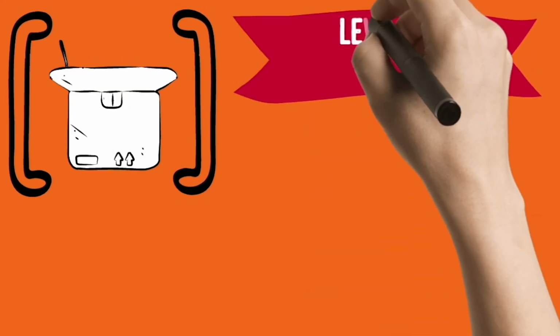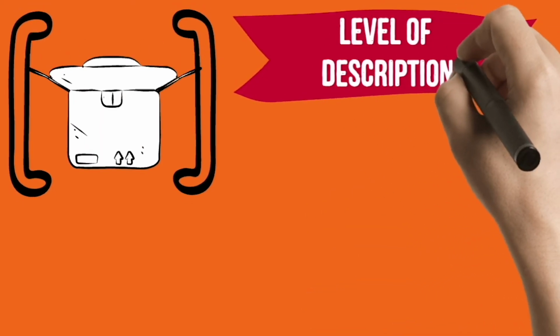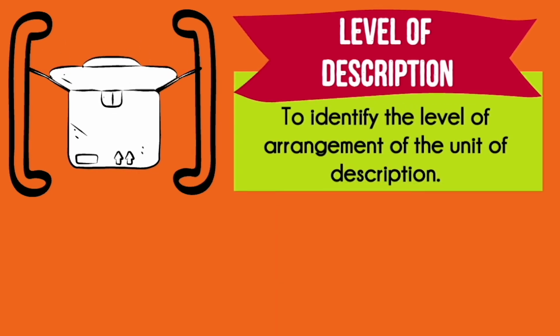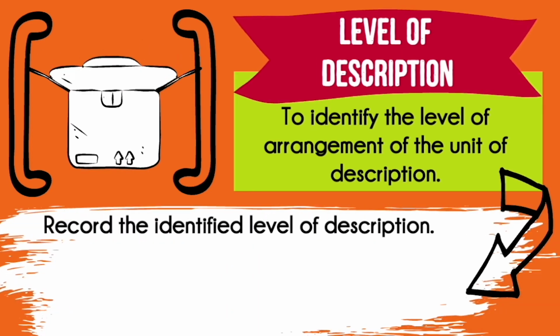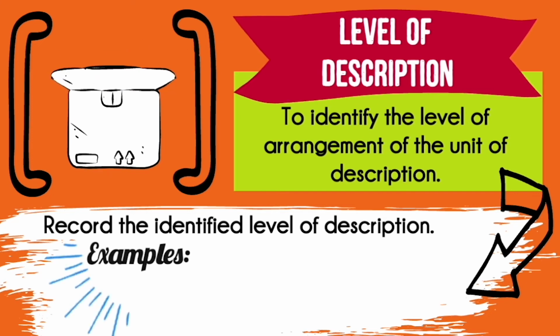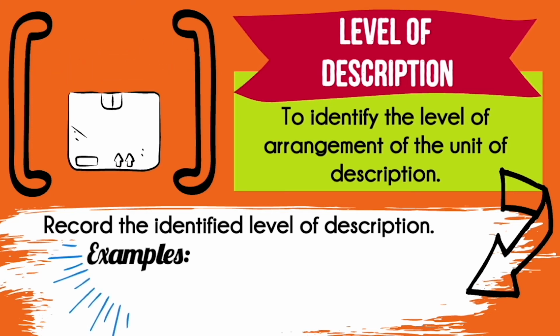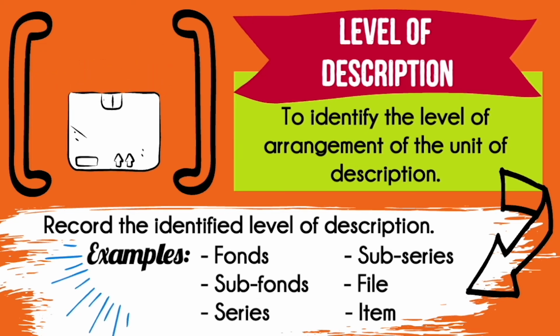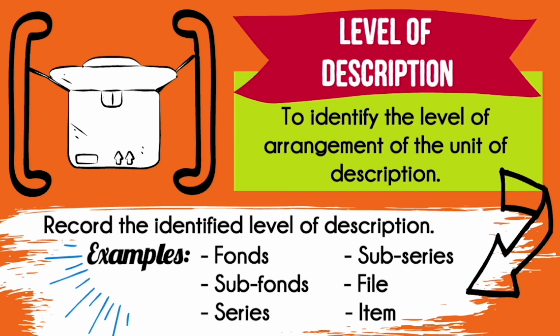For the next core element, we have the level of description. Its purpose is to identify the level of arrangement of the unit of description. In here, the archivist must record the level of this unit of description. Here are some examples: fonds, subfonds, series, subseries, file, and item.